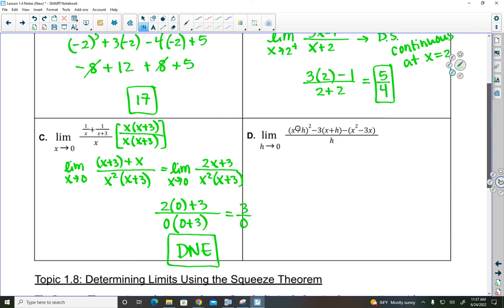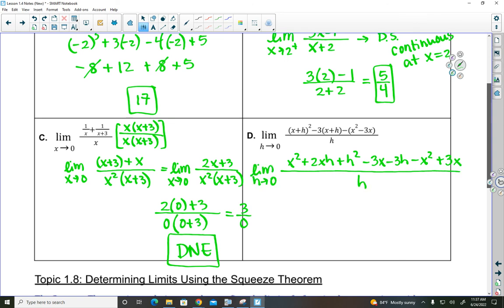Well, algebraically, I could actually expand all of this out. So x plus h squared would be x squared plus 2xh plus h squared. This would turn into minus 3x minus 3h. And then our minus x squared minus, no, sorry, minus negative, so plus 3x all over h. So I'm not doing anything fancy. I'm just expanding the numerator out.